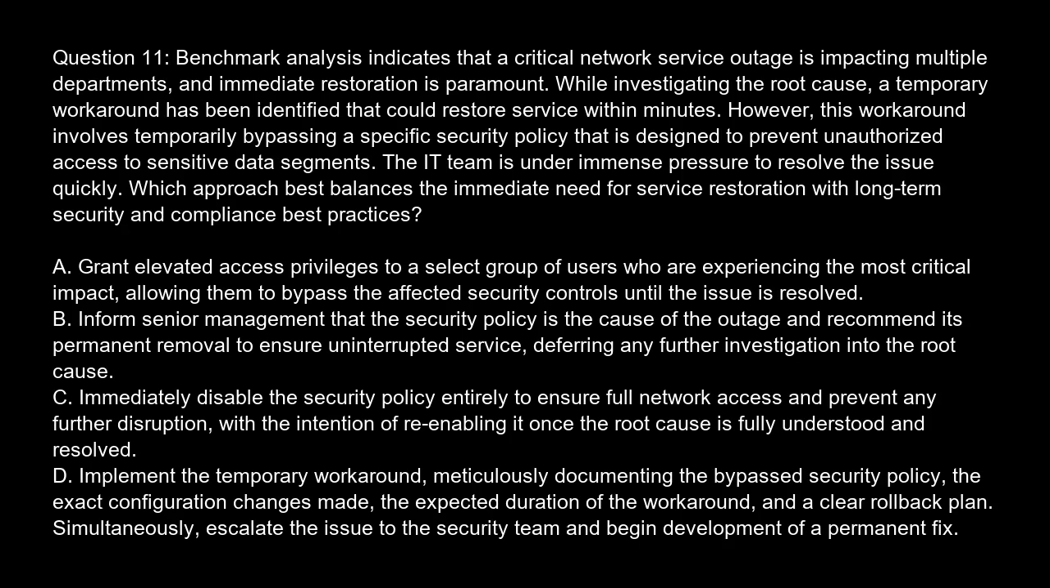Option A. Grant elevated access privileges to a select group of users who are experiencing the most critical impact, allowing them to bypass the affected security controls until the issue is resolved. Option B. Inform senior management that the security policy is the cause of the outage and recommend its permanent removal to ensure uninterrupted service, deferring any further investigation into the root cause. Option C. Immediately disable the security policy entirely to ensure full network access and prevent any further disruption, with the intention of re-enabling it once the root cause is fully understood and resolved.